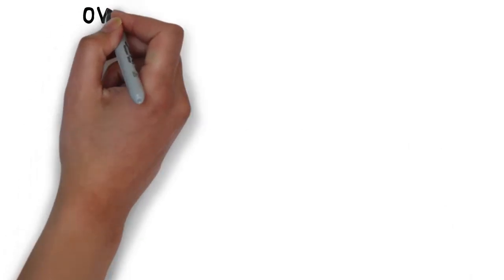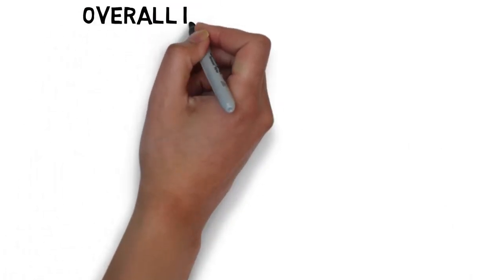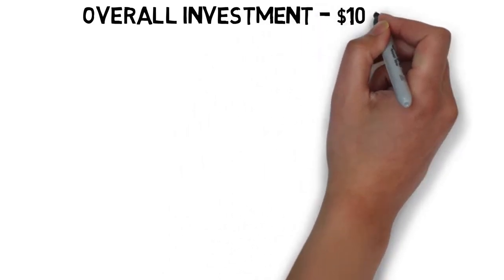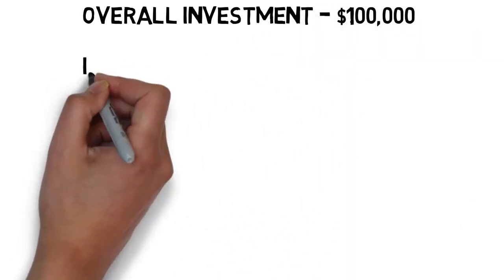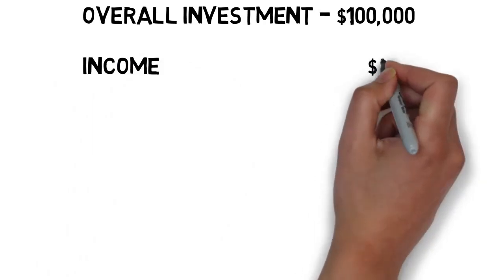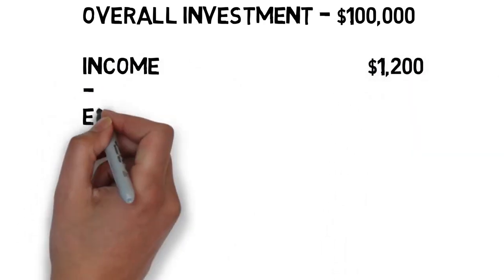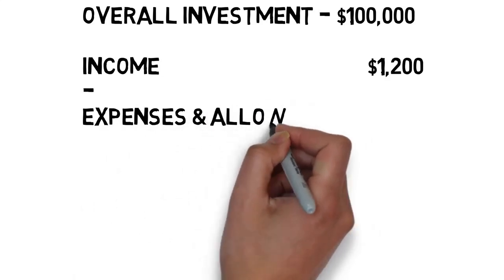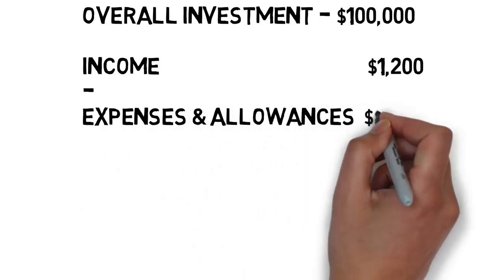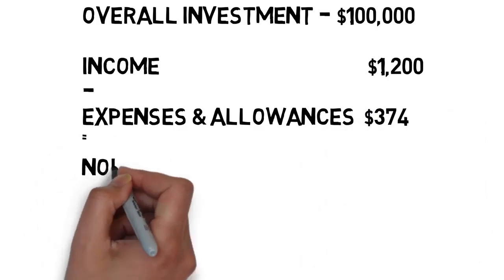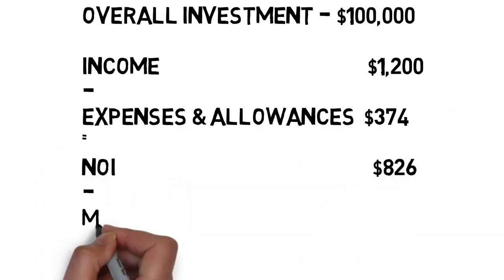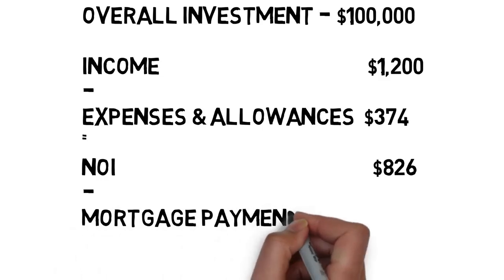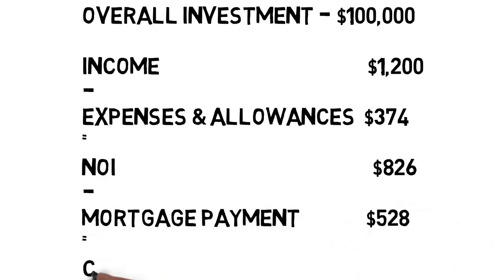So to recap, our overall investment is $100,000. Our rental income is $1,200 per month, and our expenses and allowances total $374. This gives us our net operating income, or NOI, of $826. Then we have our mortgage payment of $528. When you total all that together, it gives us a cash flow of $298.